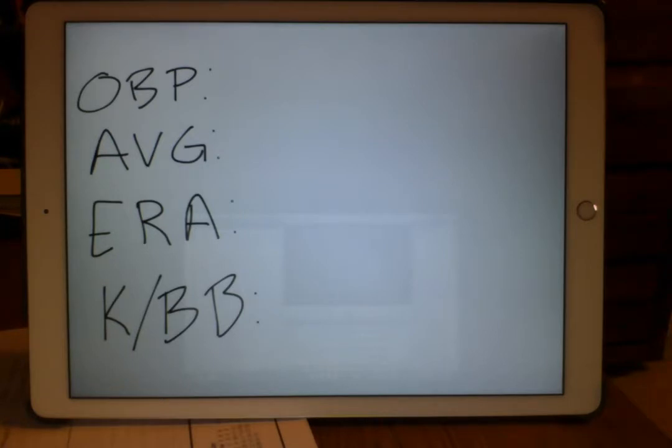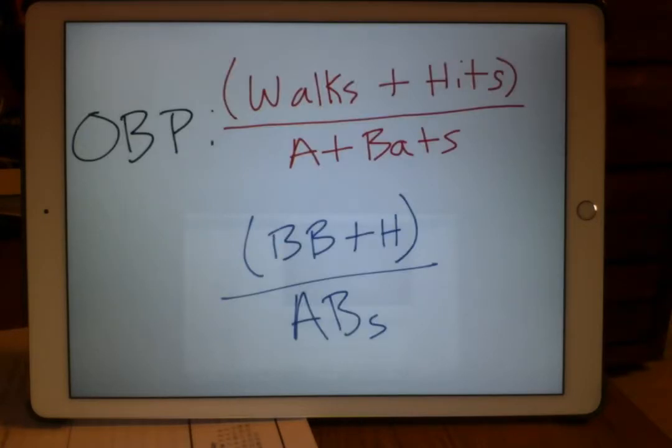For this first slide we're going to start with baseball. As you can see, we got 4 statistics there. First one, OBP, stands for on-base percentage. Next, we got AVG, which stands for batting average. Third, we got ERA, which stands for earned run average. And finally, for baseball, we got K divided by BB, which stands for strikeouts divided by walks, the ratio there.